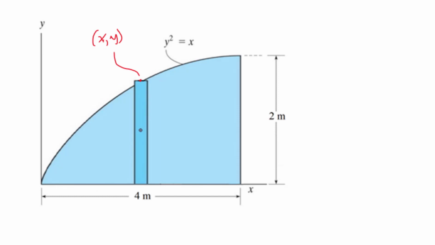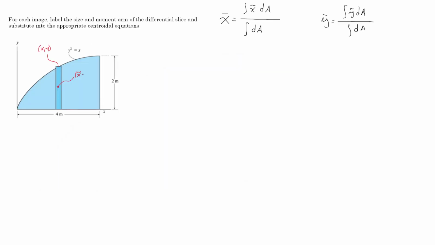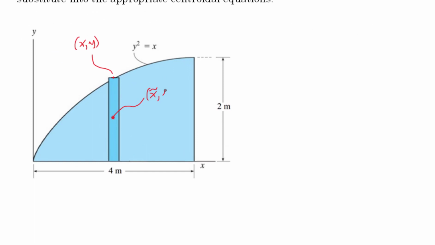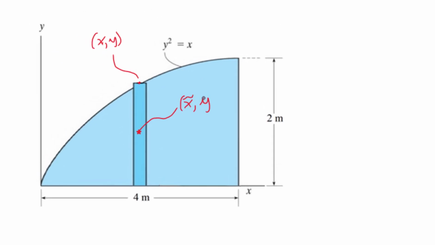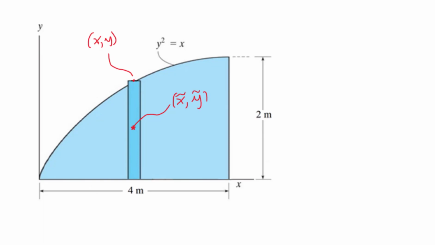My local centroid is this point, and actually it is x tilde and y tilde. So once we know these locations, let's check what is the size of my slice, because I will calculate the complete area of my shape using this infinitesimal slice.